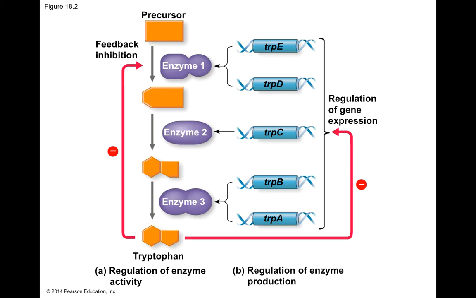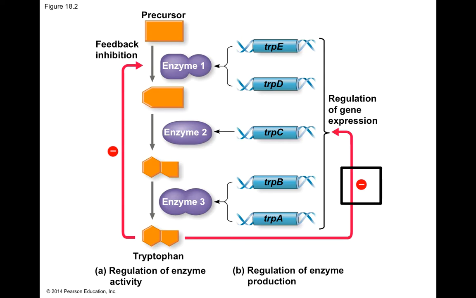Way back when we were studying enzymes, we learned that a cell can regulate the production of tryptophan by feedback inhibition. When the cell makes enough of the amino acid, tryptophan can act as an allosteric regulator and inhibit or shut down an enzyme in the pathway. In this case, enzyme 1. However, another way to regulate this pathway is at the gene level.